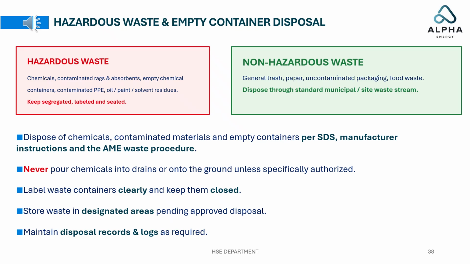Third, label waste containers clearly and keep them closed. If it's not labeled, no one knows what's in it. If it's not closed, it could spill or evaporate. Fourth, store waste in designated areas pending approved disposal. Don't just leave waste anywhere. It belongs in specific areas set aside for waste storage. And fifth, maintain disposal records and logs as required. This is not optional. We need to track what was disposed of, how it was disposed of, and when. Remember, how you dispose of chemicals is just as important as how you handle them. Dispose responsibly.